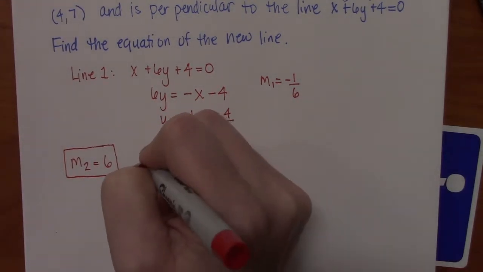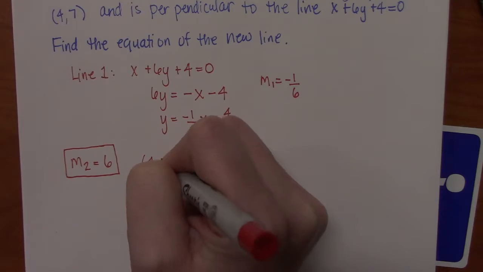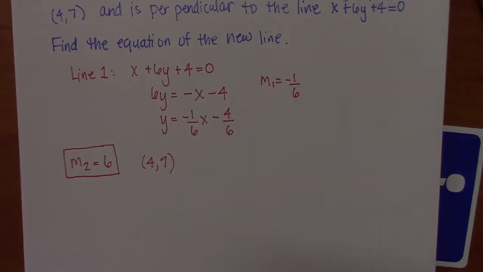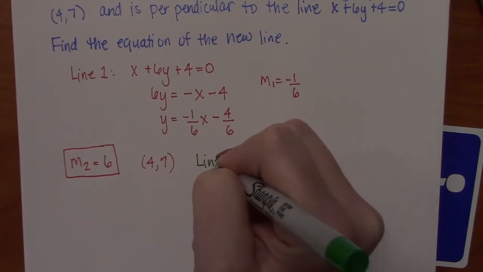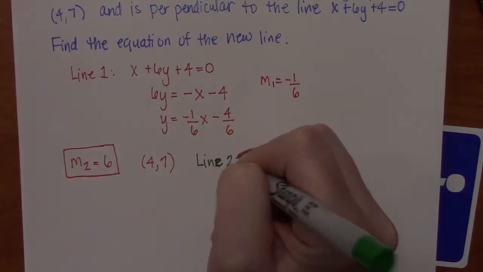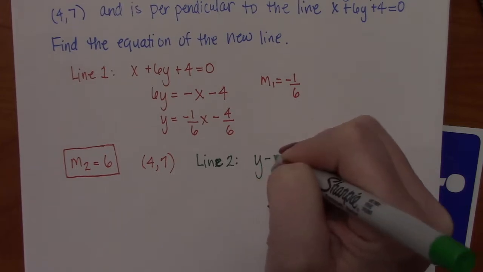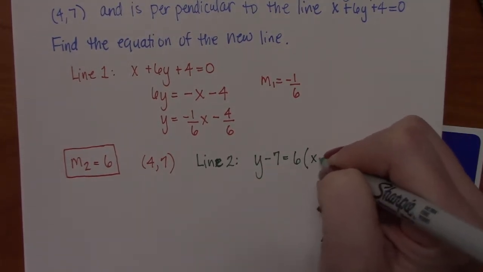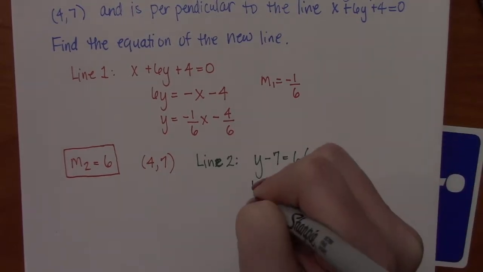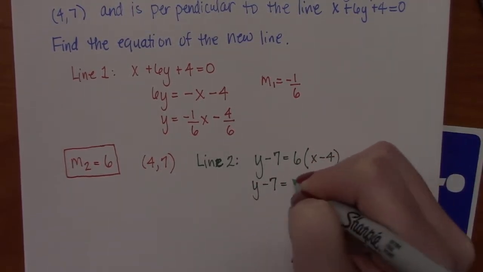But if I want to write the equation of the line, then I need a point on that line. Now that I have a point on that line that was given in the problem, I can use the point slope formula to find the new equation for line 2. So we say y minus 7 equals our slope of 6 times x minus 4. We're going to distribute the 6.